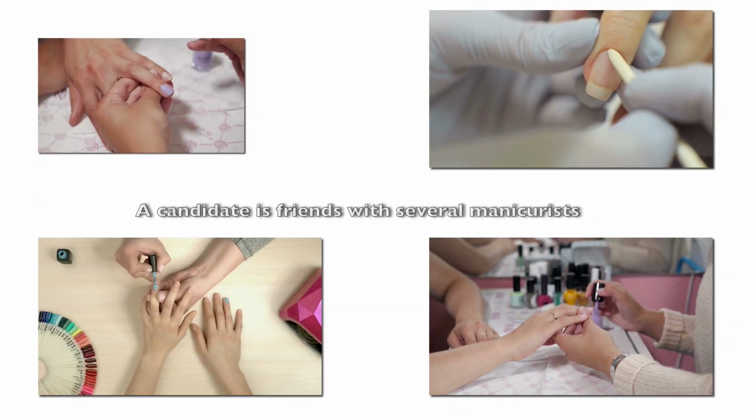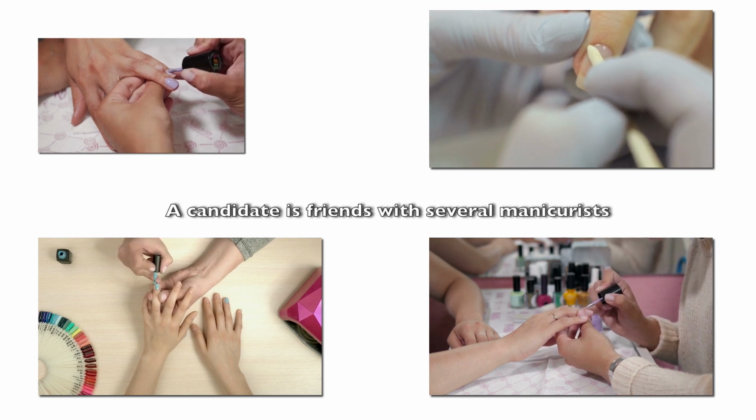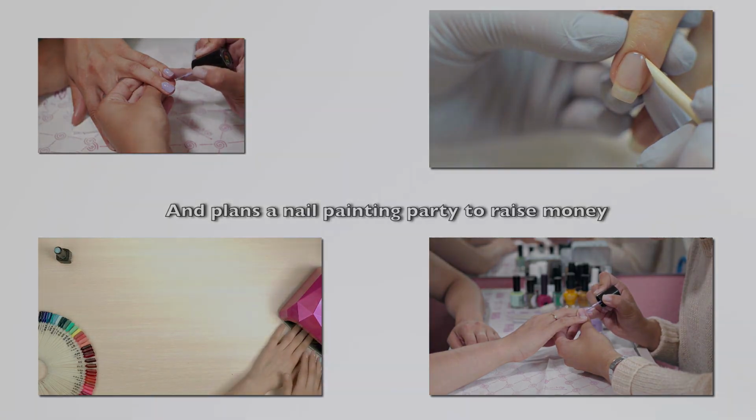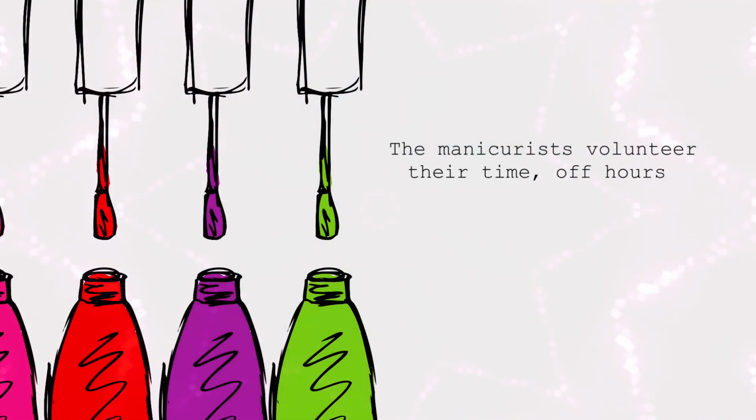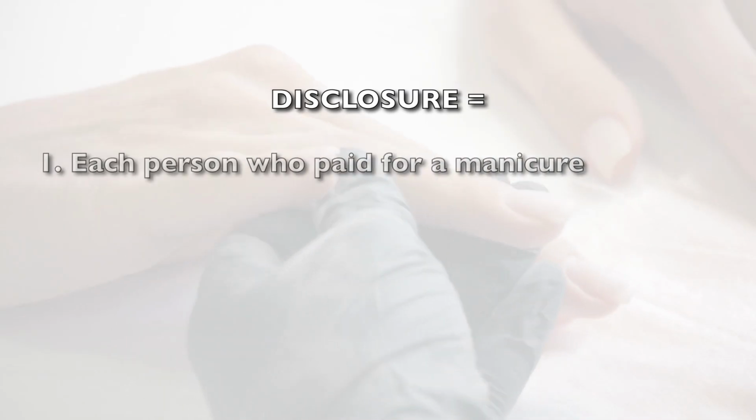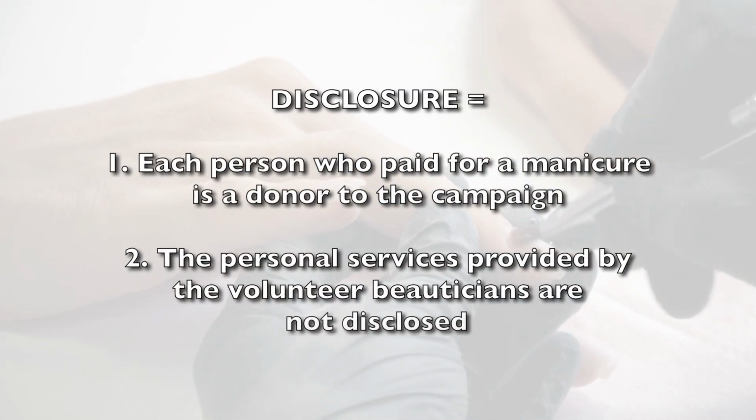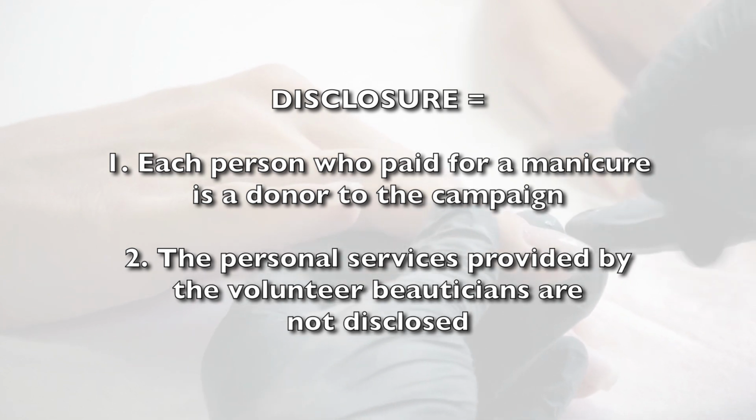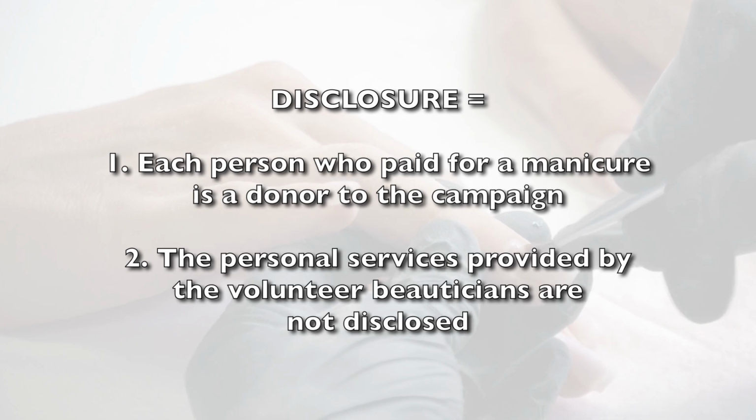A candidate is friends with several professional manicurists and plans a nail painting party to raise money. The manicurists volunteer their time off hours, and many people show up at the candidate's house to get their nails done. Each person who paid for a manicure is a donor to the campaign. The personal services provided by the volunteer beauticians are not disclosed.